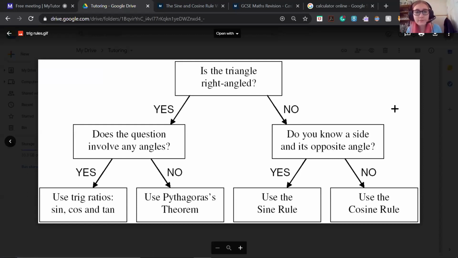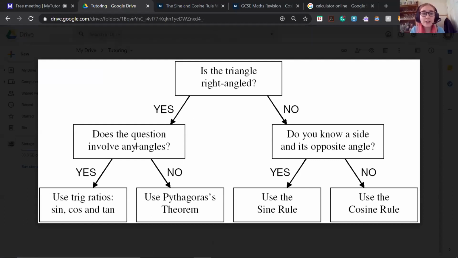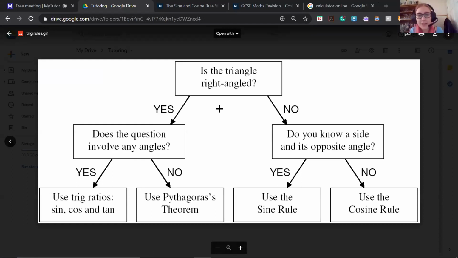So first of all, this stuff on the left. So is the triangle right angled? If it is, if it involves any angles, you have to use SOHCAHTOA. And if it doesn't, then it's Pythagoras. So that's the stuff that we'll be covering, I think, in the next couple of days. This is what we're looking at today, a non-right angled triangle.